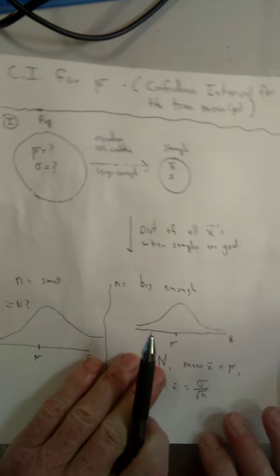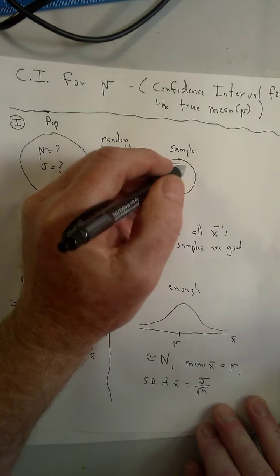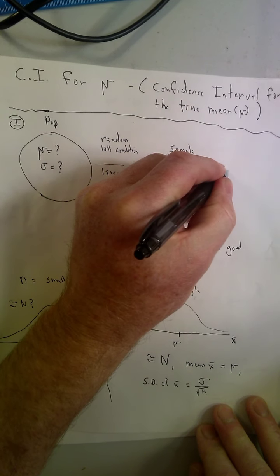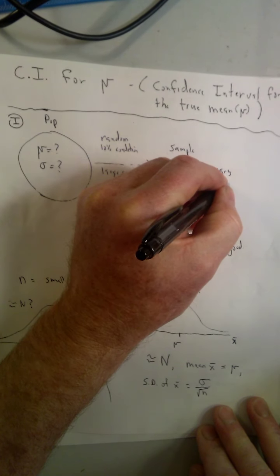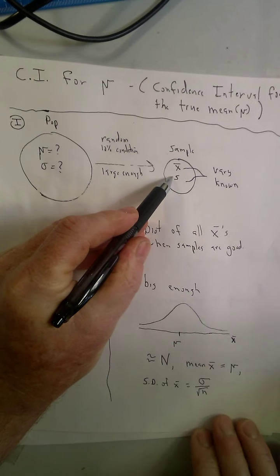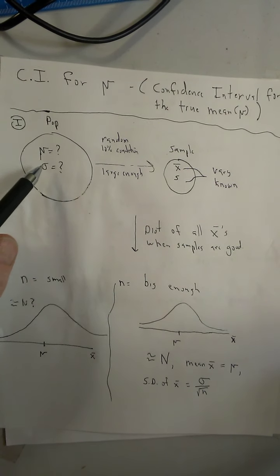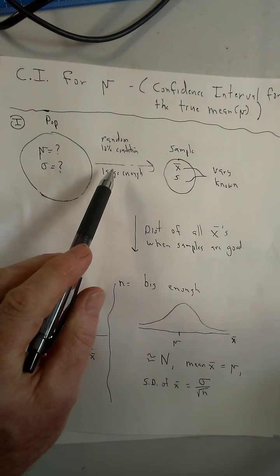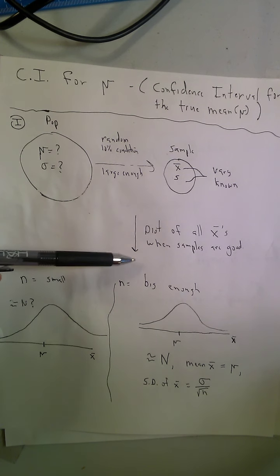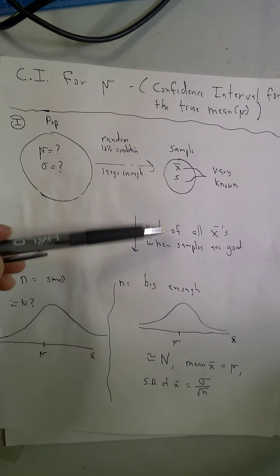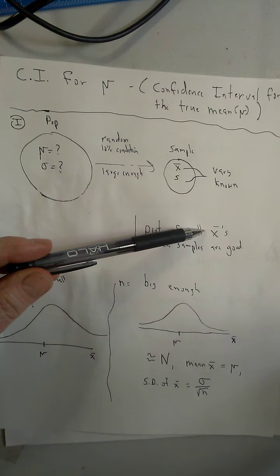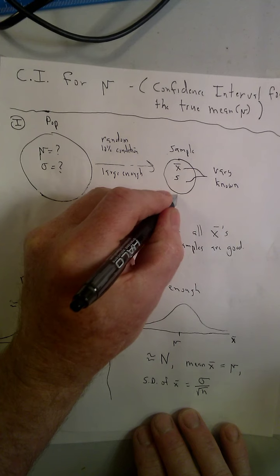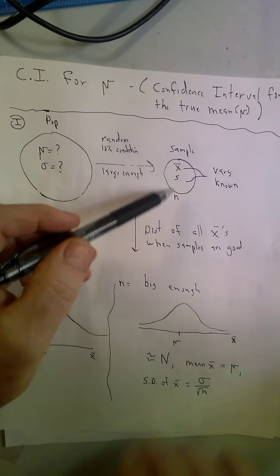The distribution of X bars: you take every single sample of a given size, n equals something, you find the sample average, and you make a histogram out of them. If the sample is small, then you're not positive that the shape is going to be normal enough looking, so you don't really know about this. You can't use the theory behind this. But if the sample is big enough, then we're good to go.